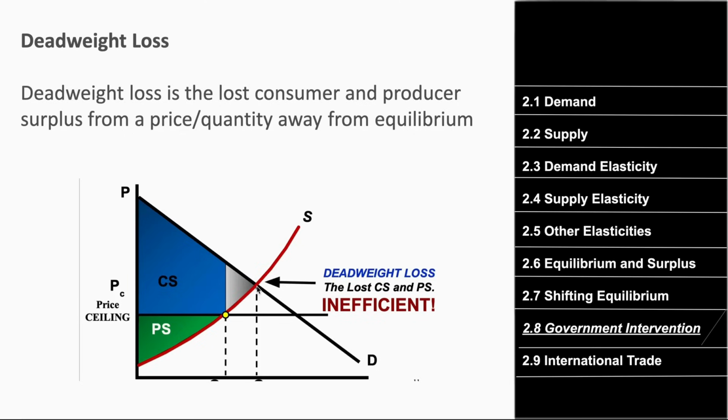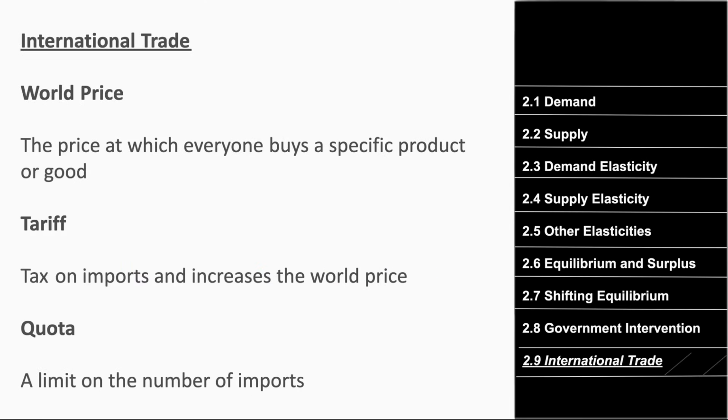It's just the loss of consumer or producer surplus, and you don't want deadweight loss. It's inefficient. But it happens, and with price ceilings and price floors, it happens a lot. Deadweight loss is just the loss of consumer and producer surplus, and it's that area of the loss. So if you ever get asked to calculate deadweight loss, find the area that is lost from the normal equilibrium to what it is actually.